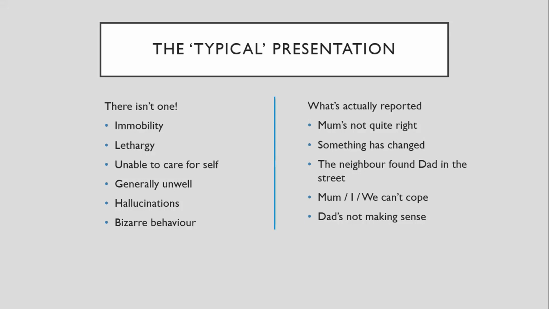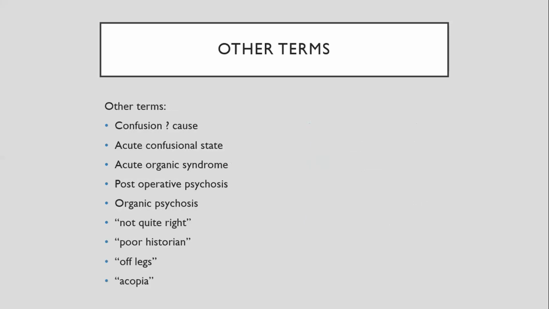And what's actually reported? This is what we often get from the relatives. Mum's not quite right, something has changed, the neighbours found dad in the street, somebody can't cope, and dad's not making sense. Other terms you will see that are synonymous with this are confusion query cause, acute confusional state, acute organic syndrome, postoperative psychosis, organic psychosis, and terms like not quite right, poor historian, off legs, and acopia.